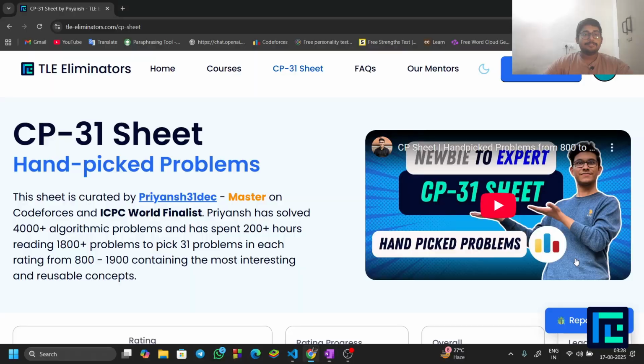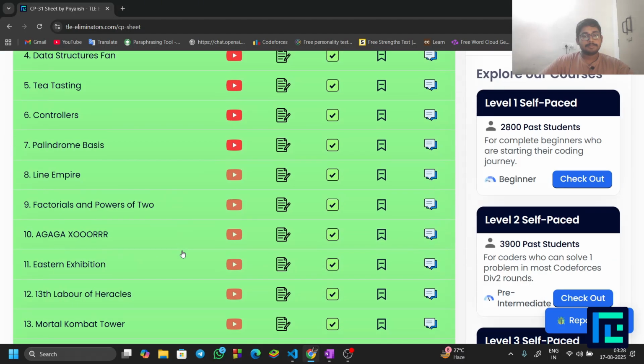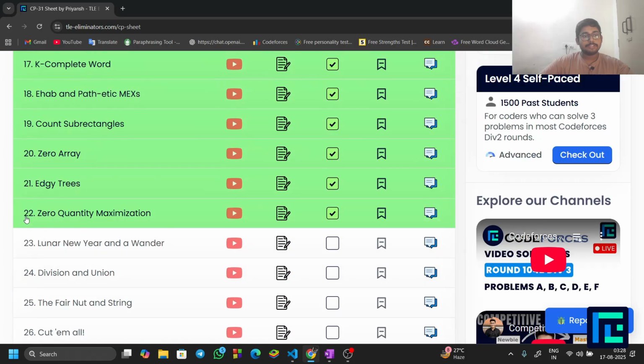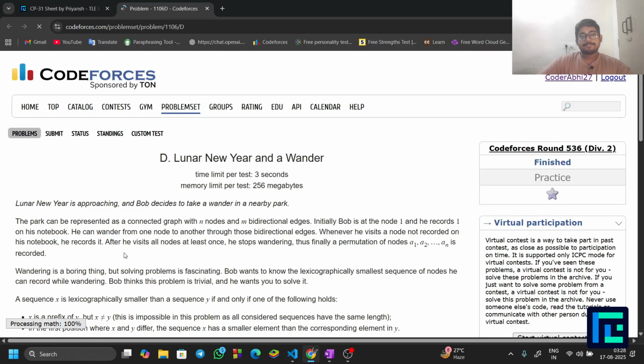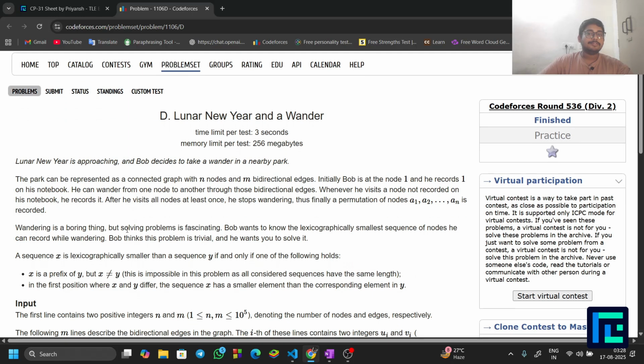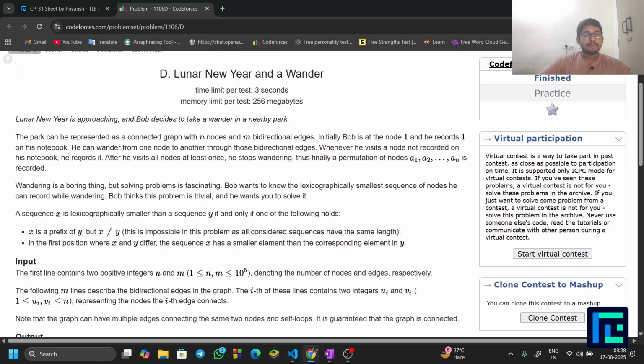Let's begin. We'll move on to our CP-31 sheet and we can see that the 1500 rating mark is checked. Let's move on to the 23rd problem, which is Lunar New Year and a Wonder. Okay, so let's read the problem statement.